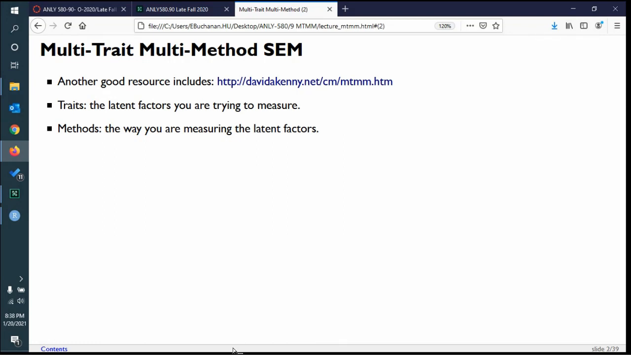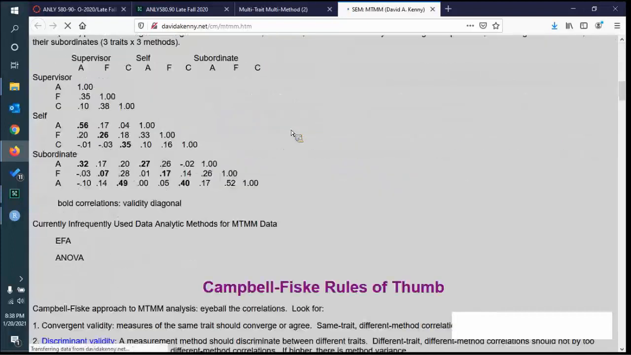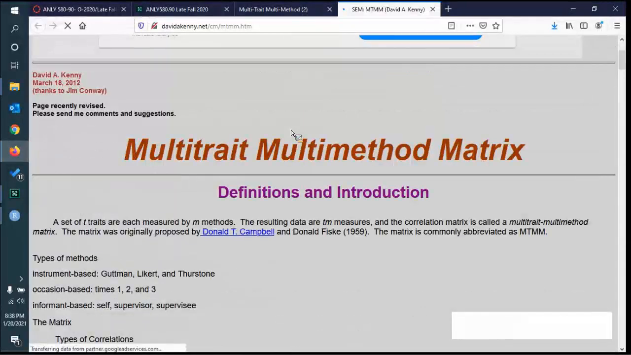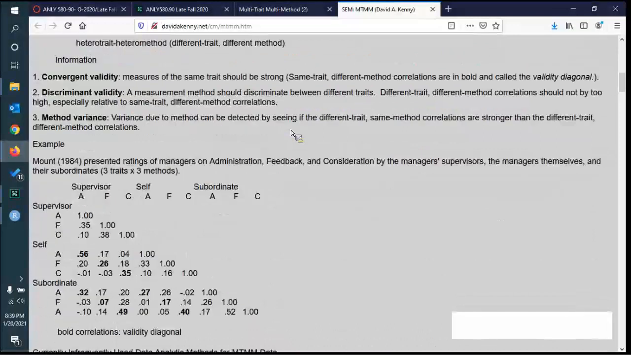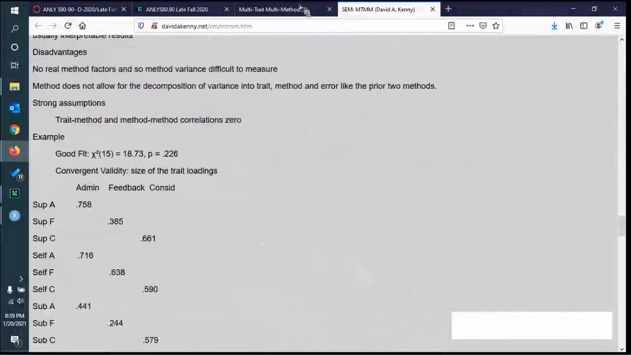and some of this error is because of the method. So Dave Kenny is kind of the father of mediation, actually, but has a really good section on his website on MTMM. Let's say I love Dave. I do. He's really cool. But it is not pretty. It reminds me of old school GeoCities. I feel like it needs an under construction little logo on the top, but it is so full of great information that if you're interested in MTMM and you want to learn more, this website will help you.